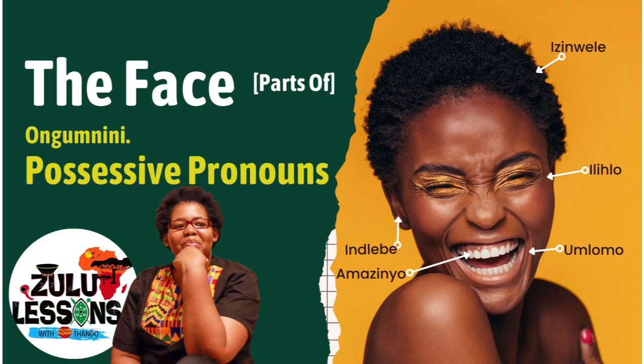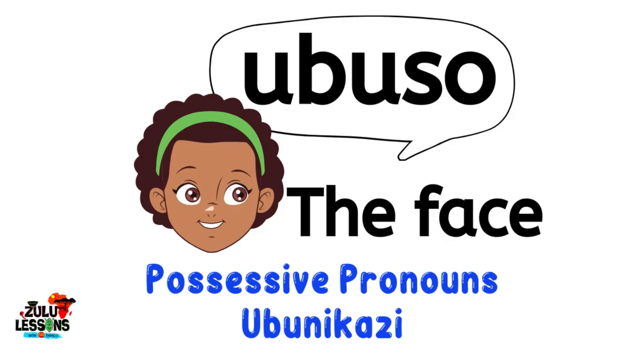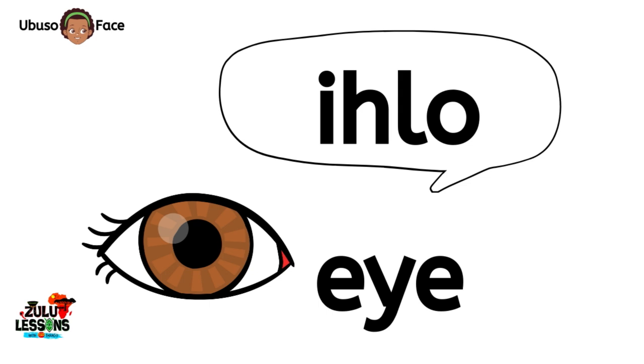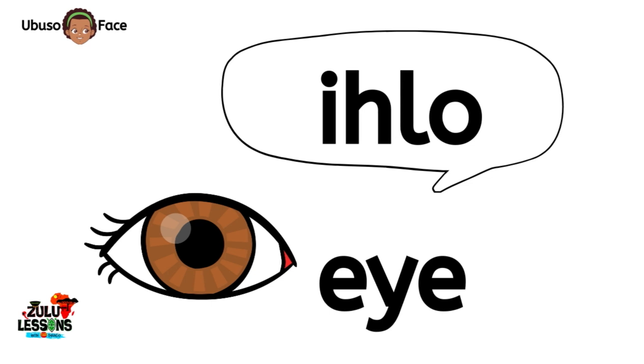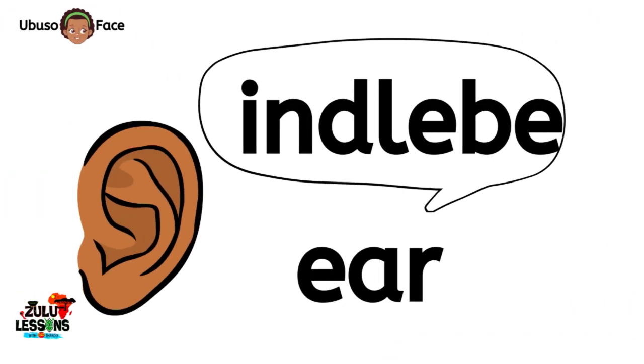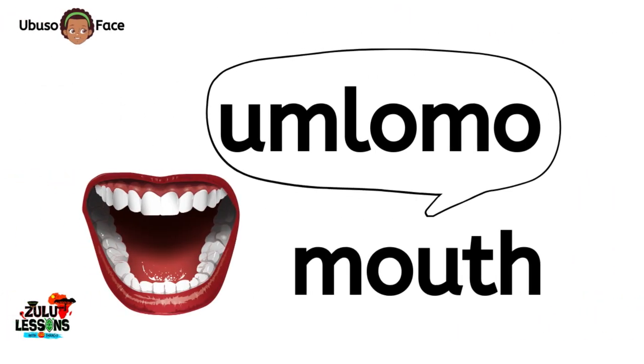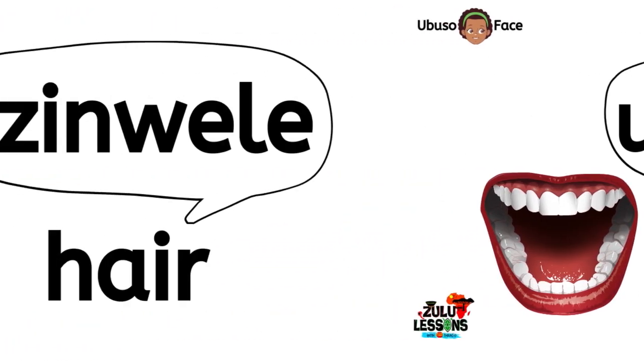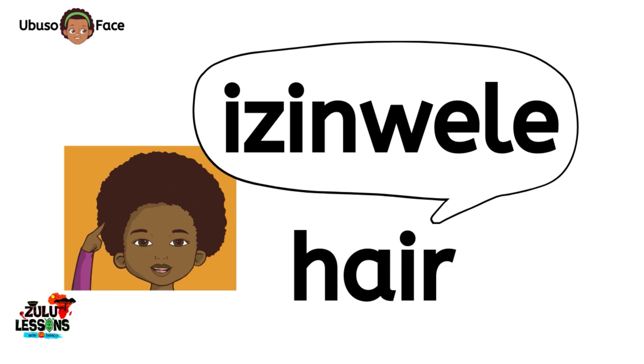Mngani, let's have a look at the possessives. We will use nouns from the face. It will also help us to memorize the parts of the face. So let's have a look here. We will use the nouns ubuso, which is the face, ihlo, which is the eye, indlebe, which is an ear, umlomo, which is the mouth, izinwele, which is hair.